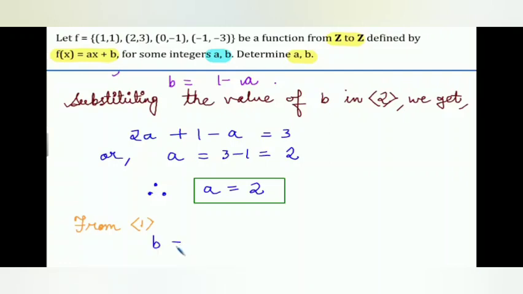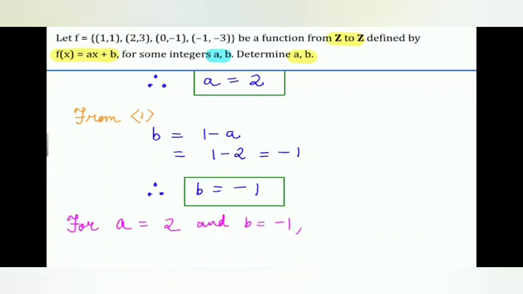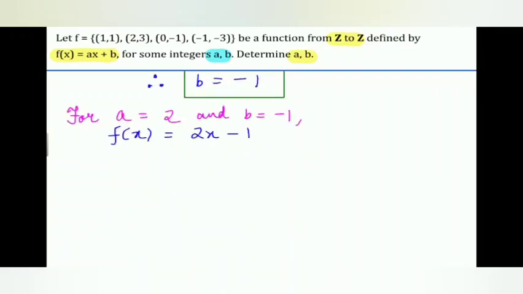Now from equation 1, b is equal to 1 minus a. So 1 minus 2 is equal to -1. So that's why b is equal to -1, for a is equal to 2 and b is equal to -1. So f of x is equal to 2x minus 1. So that is your answer. f of x is equal to 2x minus 1 where a is equal to 2 and b is equal to -1. If you solve from the third and fourth equations also, the answer will be the same.